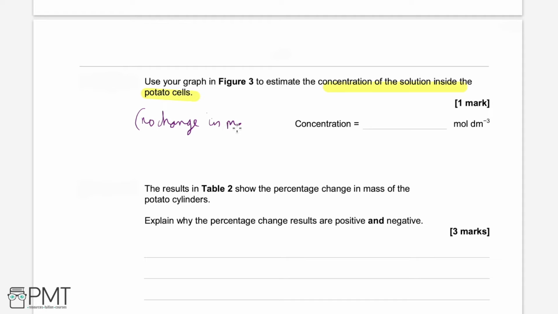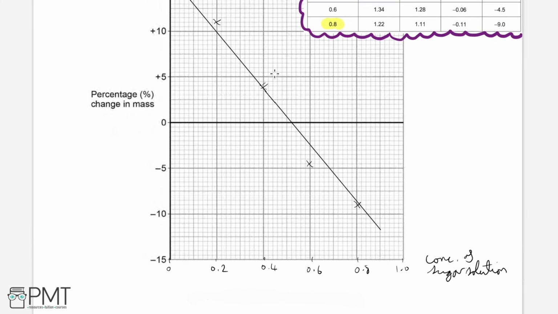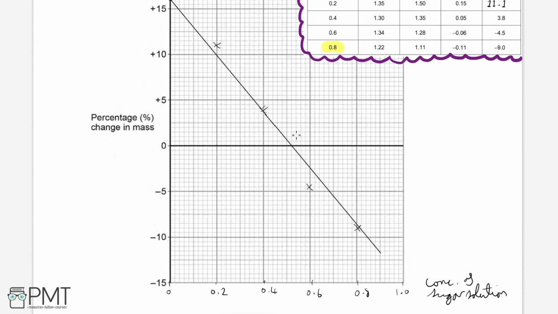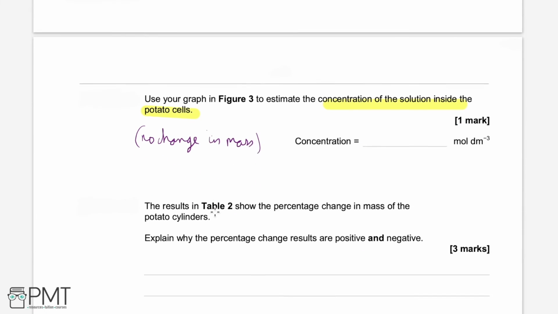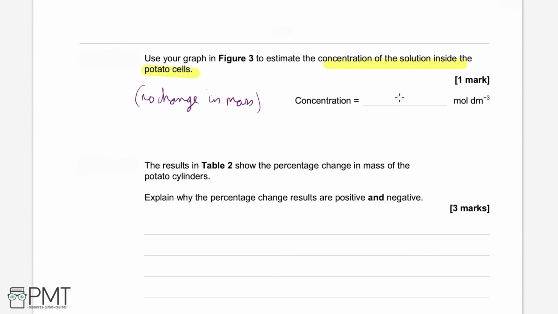Since the concentration of water at this point is the same inside and outside the cells, so must be the concentration of solutes. Looking at the graph, no change in mass occurs when the line of best fit goes through the x-axis. Now from our graph, this is at 0.52 mole per decimeter cubed. But the mark scheme would accept anywhere from 0.45 to 0.55 mole per decimeter cubed.